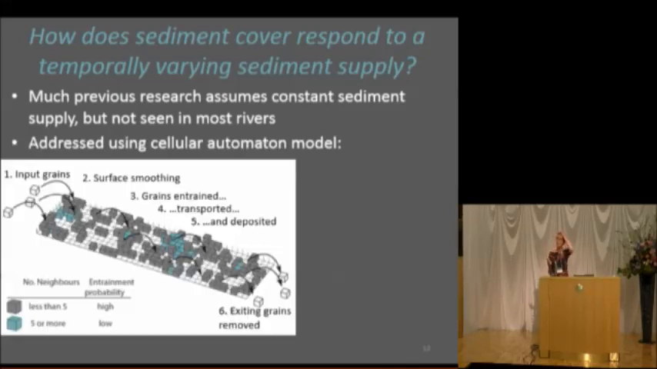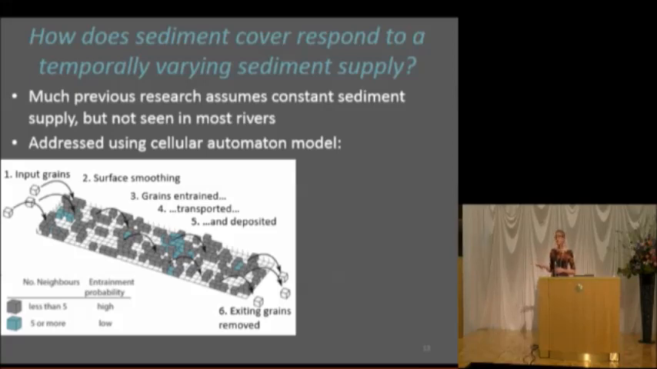So this is going to use a very simple modeling framework. This is the cellular automata model that I've been developing. So this is the model, and what happens is in each time step, we feed grains into the top of the model. There's a bit of surface smoothing just to avoid very extreme irregularities in the surface. The grains are entrained, every grain is then transported one step length, and they're deposited downstream. Any grains that leave the model are just removed from the model domain.